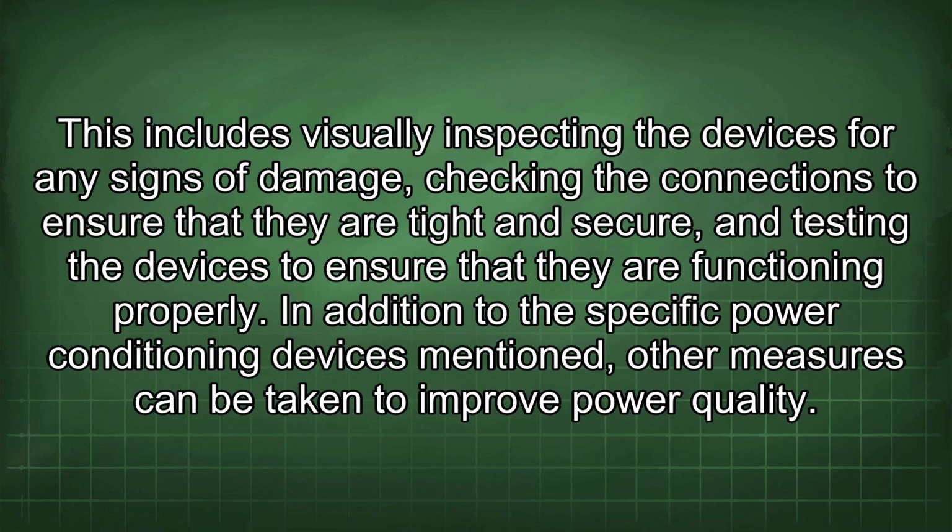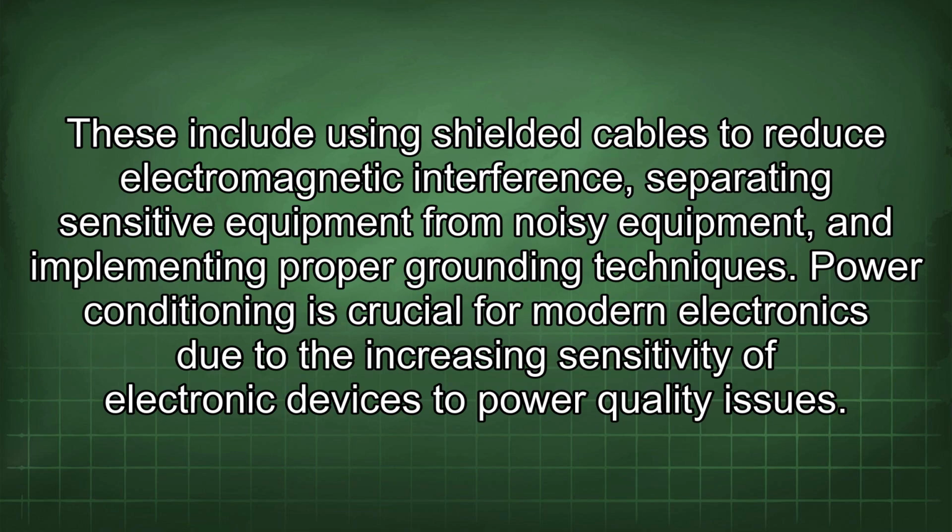In addition to the specific power conditioning devices mentioned, other measures can be taken to improve power quality. These include using shielded cables to reduce electromagnetic interference, separating sensitive equipment from noisy equipment, and implementing proper grounding techniques.